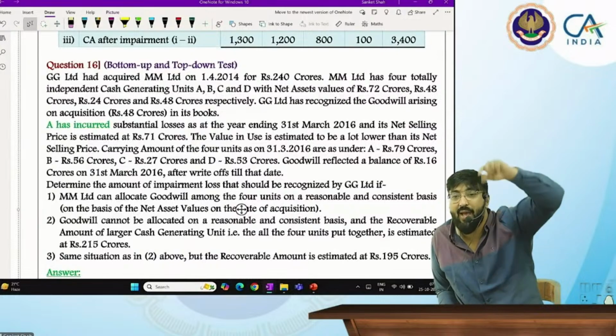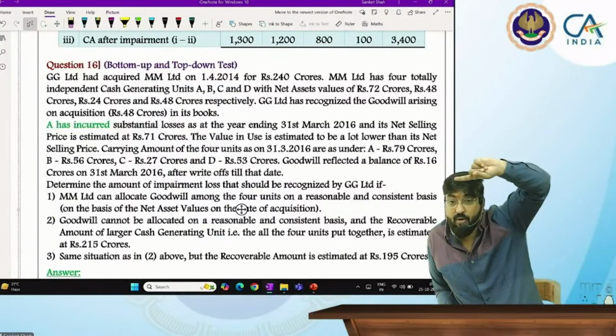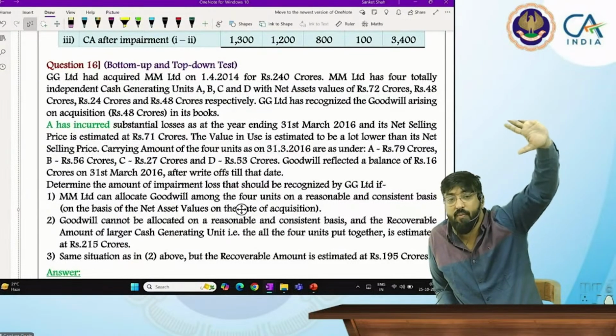So bottom-up test, you will directly focus on A, and top-down test, you will focus on A without goodwill and overall organization including goodwill. Is top-down, bottom-up easy? Okay? Everyone is clear?